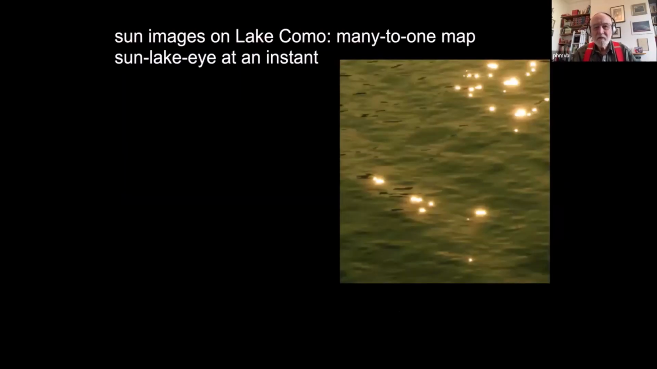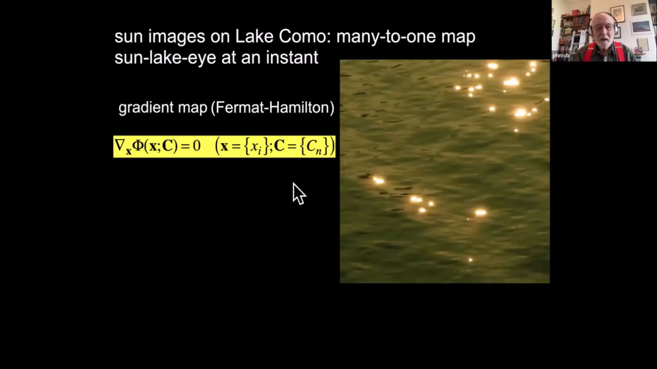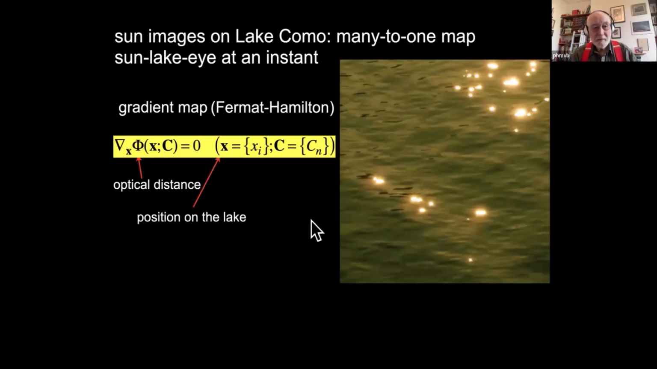2-to-1 map. Many-to-1 map. From the sun to the lake to the eye. This is on Lake Como. Many images of the sun. There's only one sun, so it's a many-to-one map. And it's a gradient map, Fermat Hamilton. If you have the optical distance from the sun to the lake to the eye at a given instant, it depends on position on the lake, and its gradient vanishing gives you the points on the lake where you see these brilliant points. Now, the surface, you see these reflections sparkling. Sorry, excuse me. This is optical distance, this is position on the lake. These are parameters, position of the sun, time, etc.